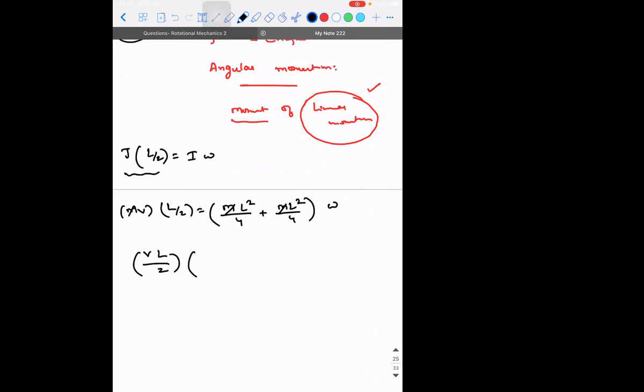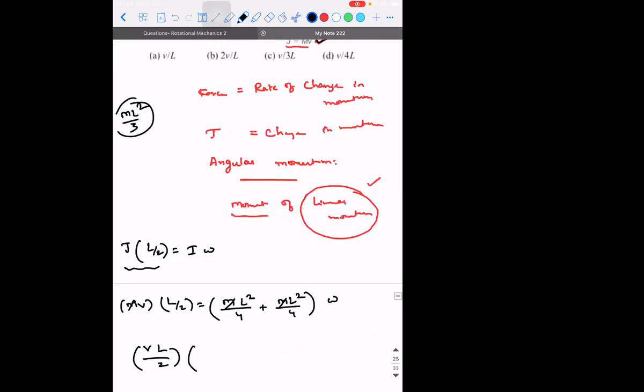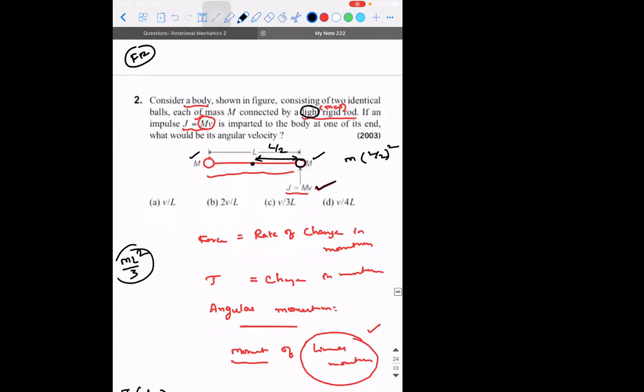See, the inertia part, what I'm trying to say is: here, two balls and a rod, right? So is moment of inertia a scalar or a vector quantity? Scalar. It's a scalar. So scalar means I can add the moment of inertia of all the objects that are there. This system consists of three objects.